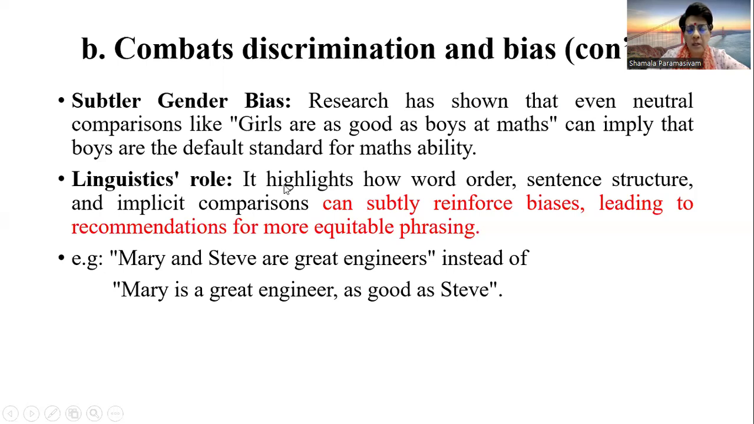So linguistics' role is that it can highlight word order, sentence structure, and implicit comparisons, which can subtly reinforce biases, and linguistics can make recommendations for more equitable phrasing. Instead of saying Mary is a great engineer as good as Steve, we can rephrase it and say that Mary and Steve are great engineers. So this will dismantle the bias and promote social justice, reducing gender bias and gender stereotypes.